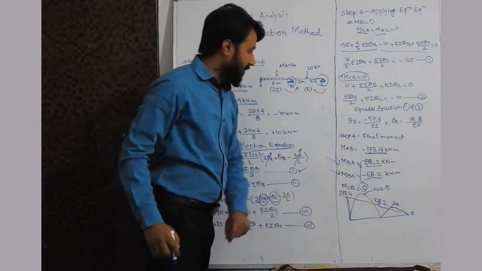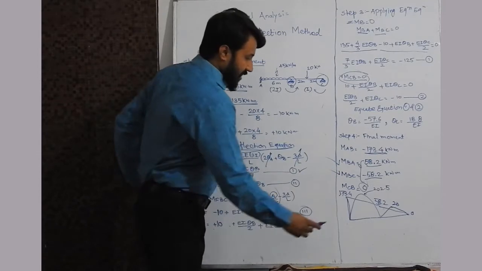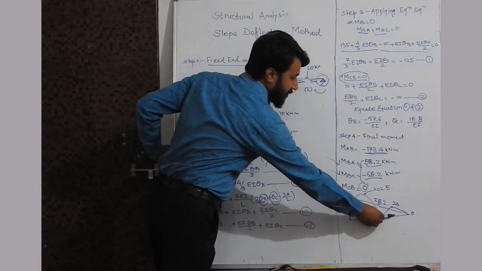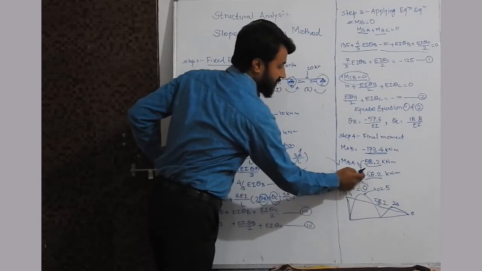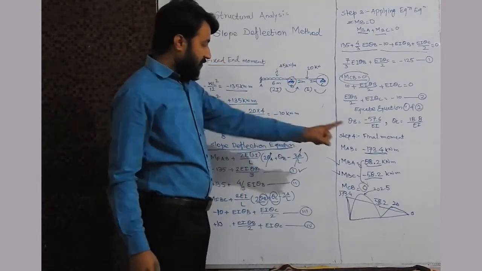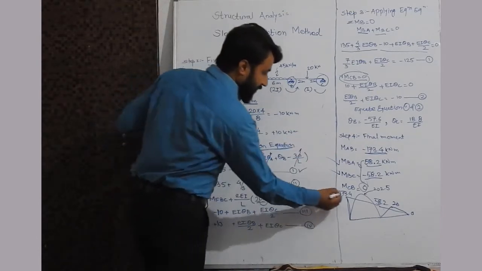We will mark it here. Then for MBC, we will keep the pin at B towards the C direction and we will rotate this in the anti-clockwise direction because the sign is negative, and the point will coincide. And the last one, MCB, is 0. So we will just join these values.